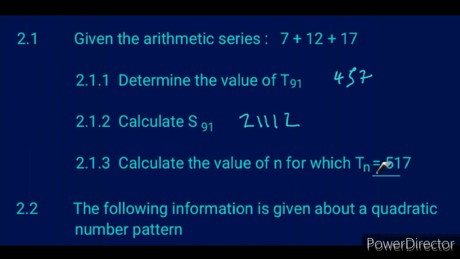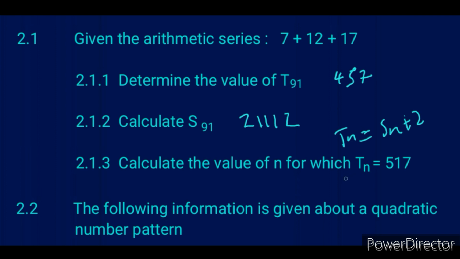So this will calculate the value of n for which Tn is equal to 517. So this time they're asking us for the term number, because they gave us Tn, the value of the term. So now they're asking for the term number. Using our formula, we know that Tn was equal to 5n plus 2. So now we've got the value of the term being 517, because n is the term number and Tn is the value of the term.